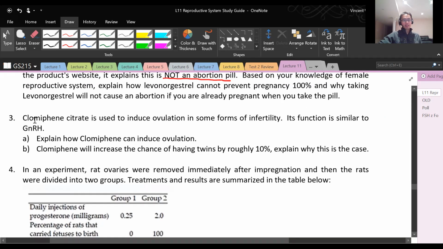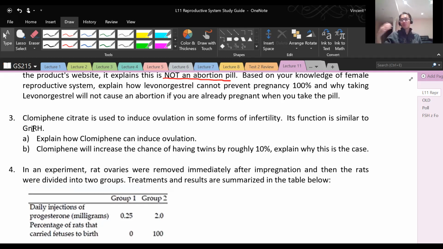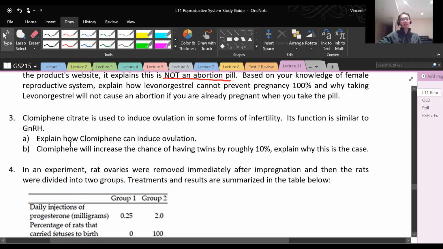Clomiphene, I think that's how you pronounce this one. Clomiphene citrate is used to induce ovulation in some forms of infertility. Its function is similar to GnRH. Explain how clomiphene can induce ovulation. Well, if its function is similar to GnRH, then it's understandable, right? The GnRH will then increase the FSH and the LH, which would then cause the follicle to develop, and then the whole cycle continues with the ovulation and so on.